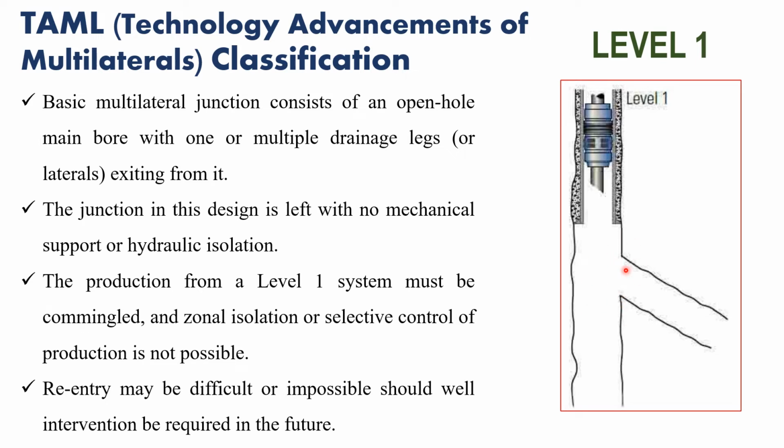The production from a level 1 system must be commingled, and zonal isolation or selective control of production is not possible. So the production from each lateral is commingled. It is mixed at this main bore level. So zonal isolation or selective control of production is not feasible, or it is not practically possible. Re-entry may be difficult or impossible should well intervention be required in the future. So re-entry is also not economically feasible or practically possible.